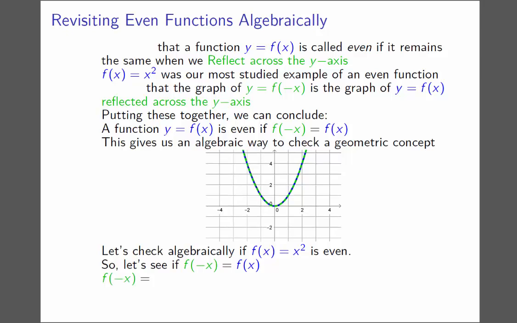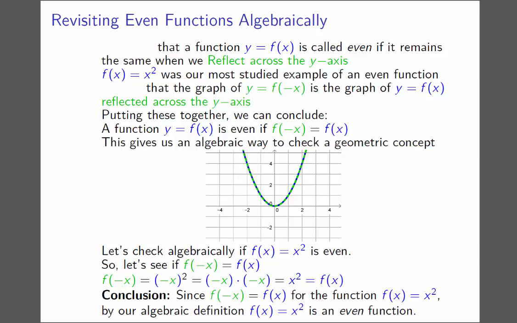For this function, f of negative x is negative x squared, which is negative x times negative x. But if we multiply two negative numbers together, we get something positive, and this is just x squared, which is f of x. So we can conclude that f of negative x equals f of x for the function f of x equals x squared. So by our algebraic definition, f of x is an even function.